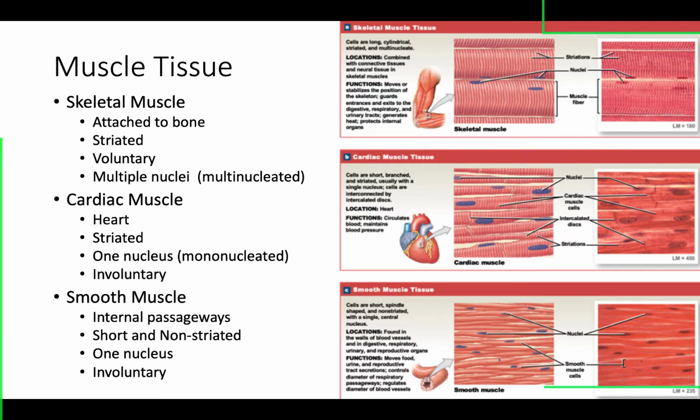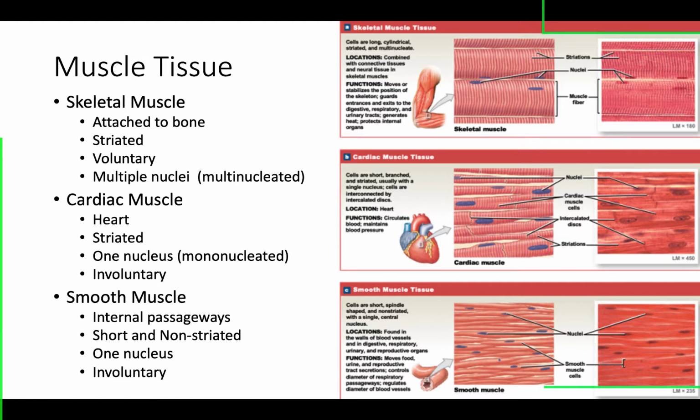Cardiac muscle is found only in the heart. It is also striated, and it branches, so it looks different than this. This is a straight cell. These cells branch. So that's another clue, besides seeing the heart there, right? It is striped, and each cell only has one nucleus. The heart, do you think it's voluntary or involuntary? It's involuntary. You don't have to tell it to contract.